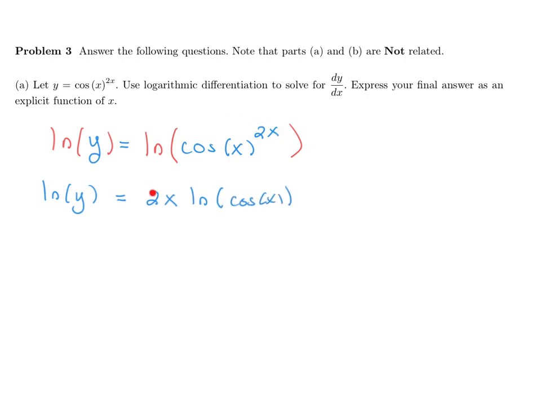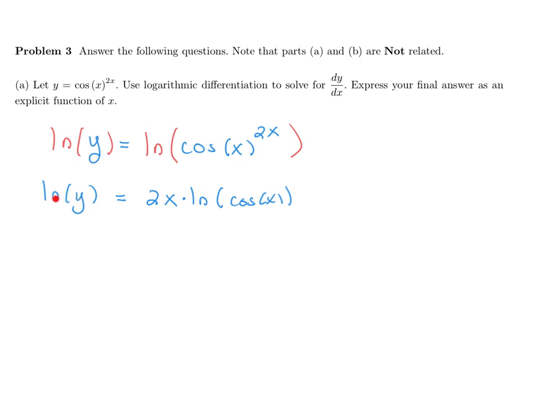This is a necessary step. We need this because we don't have a rule that tells us what to do if you have a variable to a variable. You can use a logarithm to rewrite it as a product of 2 functions. To take the derivative of the side, we'll use the product rule. I'll put a product here for emphasis.